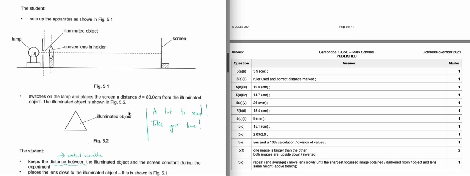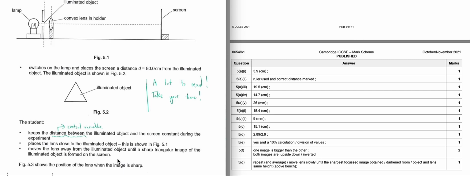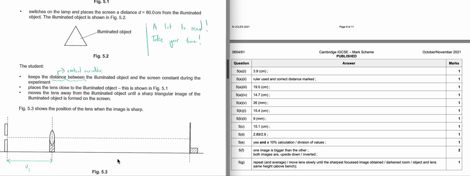Okay, now, the student is keeping the distance between the object and the screen constant, places the lens close to the illuminated object, and then moves it away until we form a sharp image. In other words, a focused real image on the screen. Then they show you here the position of the lens where the image is sharp.